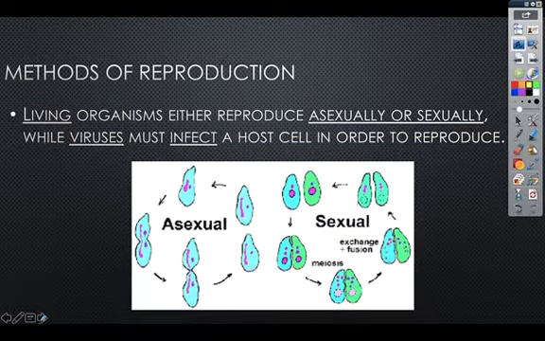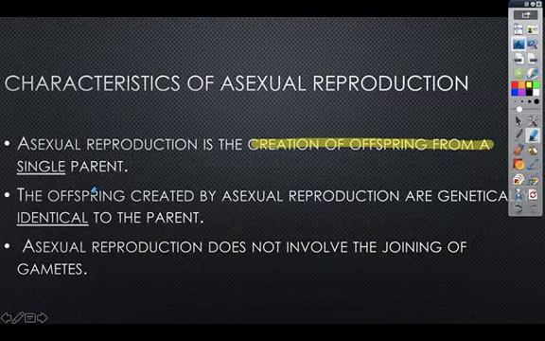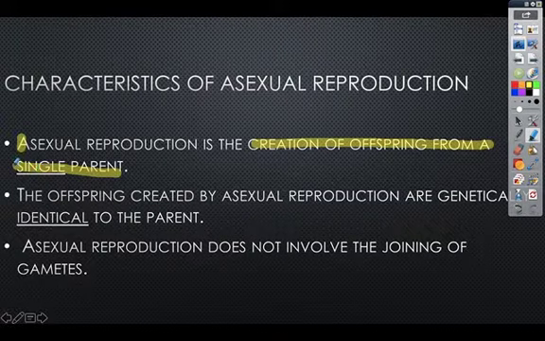All right, so let's get on into this. We're going to talk about asexual reproduction first. The general characteristics of asexual reproduction. First of all, it's the creation of offspring from a single parent. So remember, asexual reproduction, a single parent. It might help you remember that.